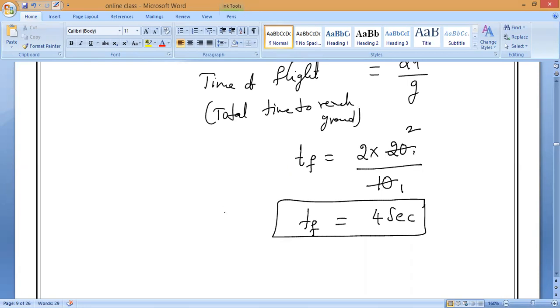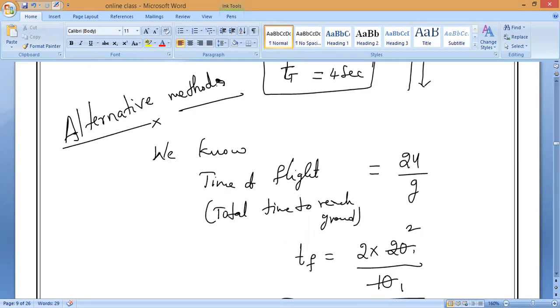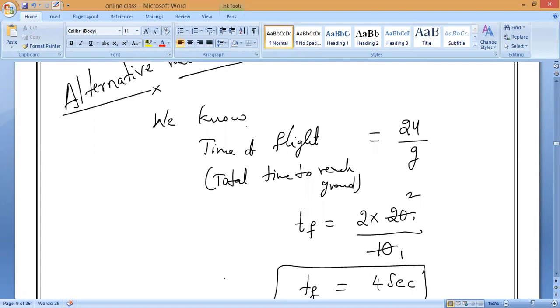Yes, sir. Now, this is a shortcut formula. When can we use this one? Anywhere we can use it, but you have to mention it very clearly. Time of flight, the total time to reach the ground, is 2u by g. So now this is the formula. Is it easy or not?